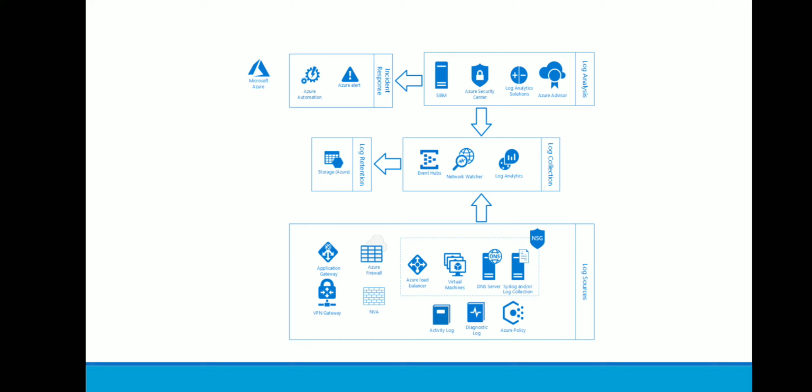So from the component perspective, from the log source point of view, there are different functions. Log source is our first function. What are the different components of log sources? Application gateway, VPN gateway, Azure Firewall, network appliances, load balancer, NSG, Azure activity log, diagnostic log, Azure Policy. So these are the different components. That's where you need to collect the logs.